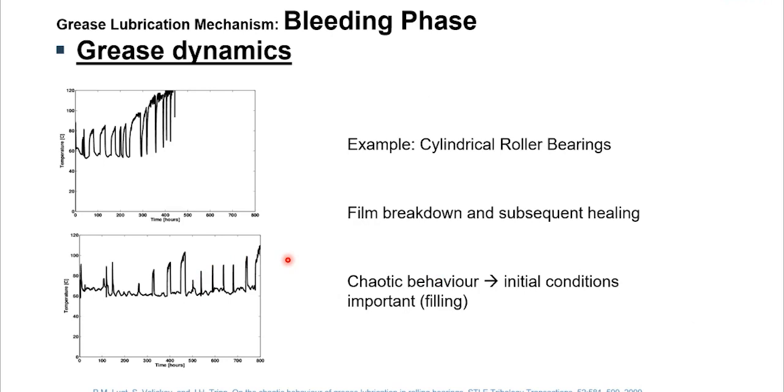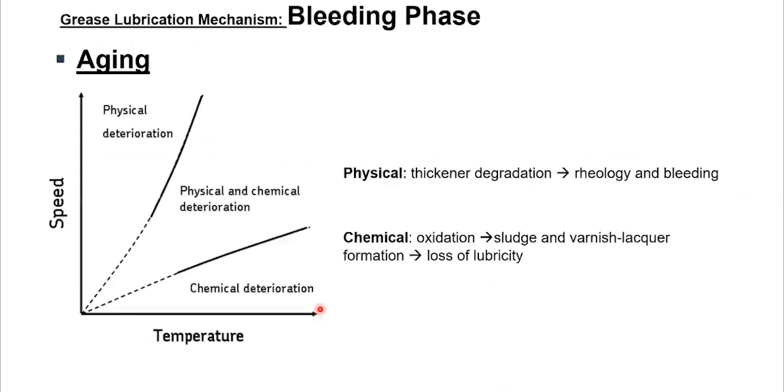So in the bleeding phase, aging also happens. Here, there is a progressive aging of the grease. There are two different types of aging that can happen for greases. One we call physical aging, that means the thickener molecule will start to degrade. This results in a change in the rheology and a change in properties like the bleeding itself. Another possibility is oxidation, which we call chemical aging.